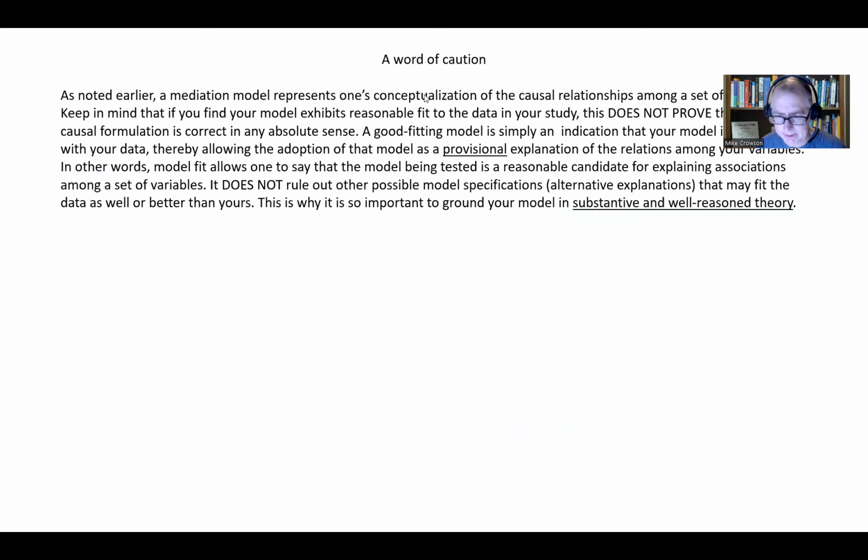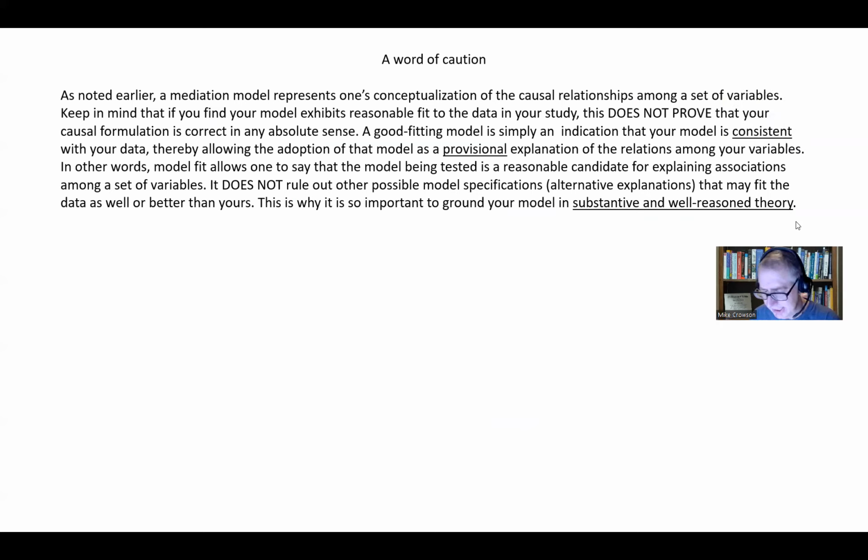Now, finally, before we move into our examples, I want to give you a word of caution when it comes to running mediation analysis. Another way of talking about the process is causal modeling. The idea is that you're modeling proposed causal associations among a set of variables. But keep in mind that if your model exhibits a reasonable or good fit to the data, this does not prove that your causal formulation is correct in any absolute sense.